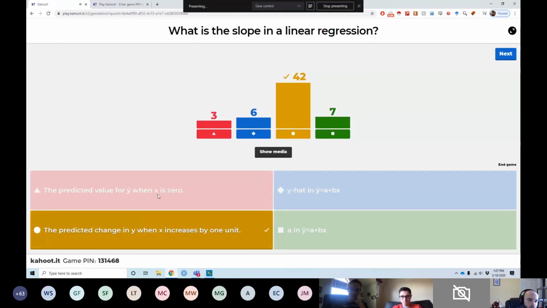Good. So the red one up here is the interpretation of the intercept. It's our guess or a prediction for what y is when x is equal to 0. Y hat is the actual predicted amount itself. A is the intercept. B would be the slope. And our slope is trying to measure how much we expect our response variable to change as our x variable increases by 1 unit of whatever we're measuring it in.